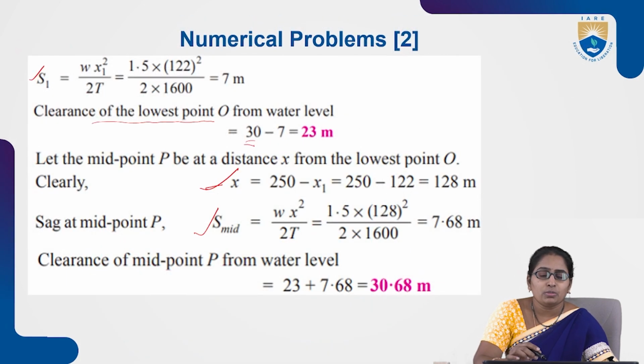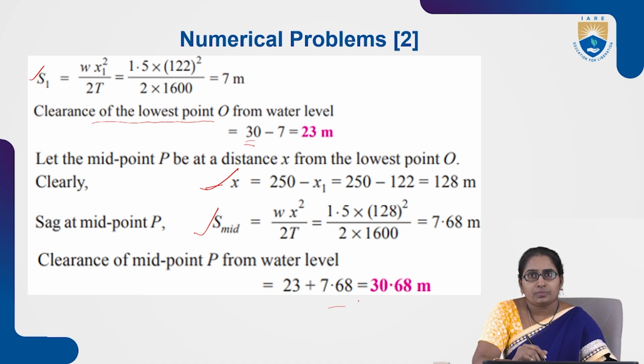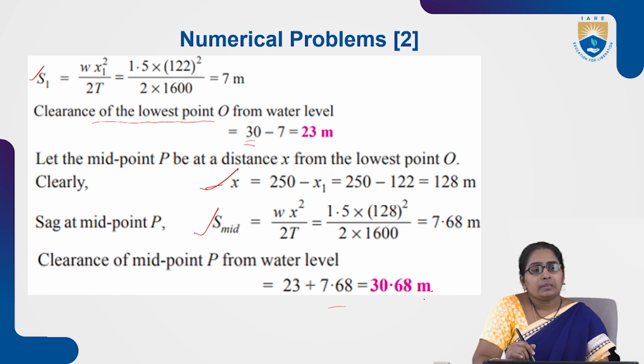What is that value? Already we know 23. So the clearance at the lowest point, 23, added with the S mid value, 7.68. That is how the problem with towers of unequal heights is solved.